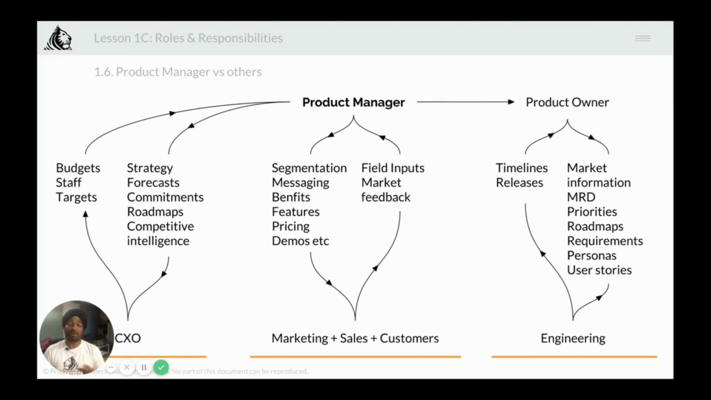And in a lot of companies, product manager and product owner are the same people. But as the company evolves, or if it's very, very engineering heavy, typically they will have a separate product owner just for the engineering. They will have a dedicated product owner. Otherwise, you will most likely see the product manager doing the product owner's job as well.